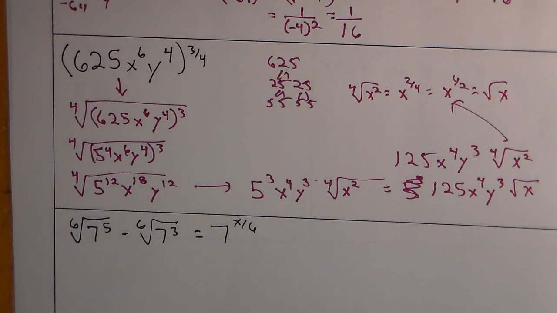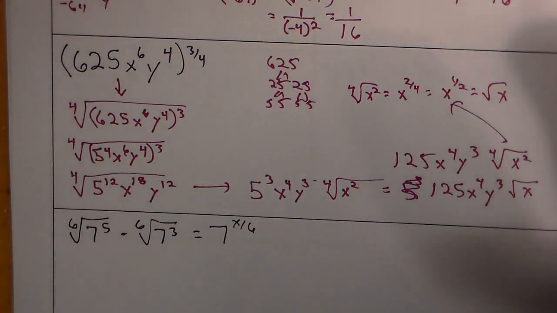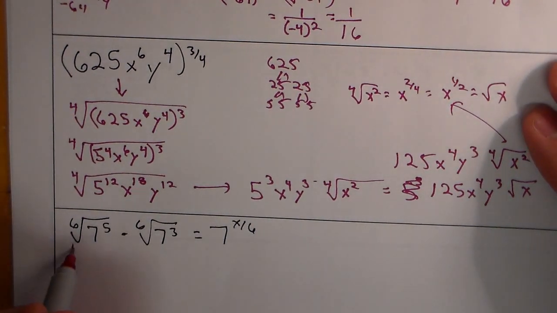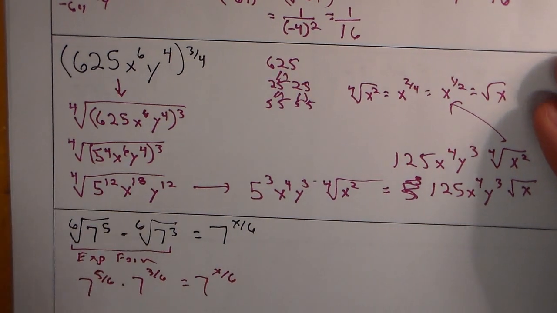Now, on our second problem, we take a little bit different approach. We're looking at these exponents and radical forms, and we have to simplify it. I need to find what this value of x is. It's an actual equation. So I'm going to change these to exponential form. So that gives me 7 to the 5/6 times 7 to the 3/6 equals 7 to the x over 6.